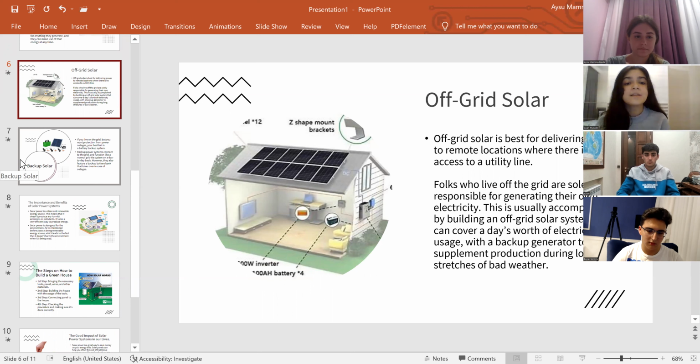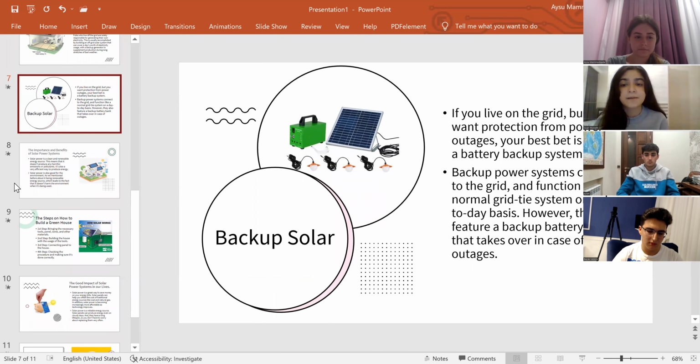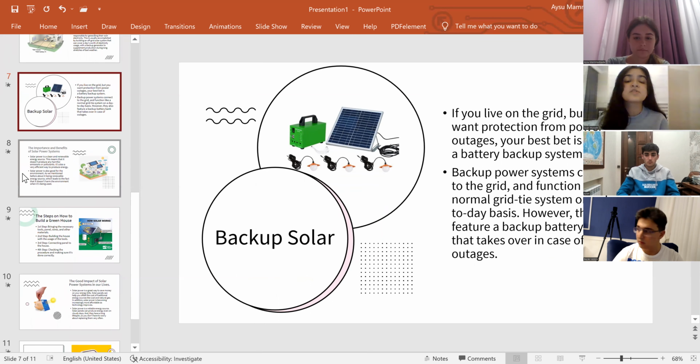The last solar system we will be talking about is the backup power system, also called the hybrid solar system. Hybrid setups are grid-tied systems that come with solar battery storage, which means you can maximize consumption of the power generated from the panels. A hybrid system is possibly the most expandable solar setup. However, the most widespread solar power systems used around the world are on-grid solar power systems.